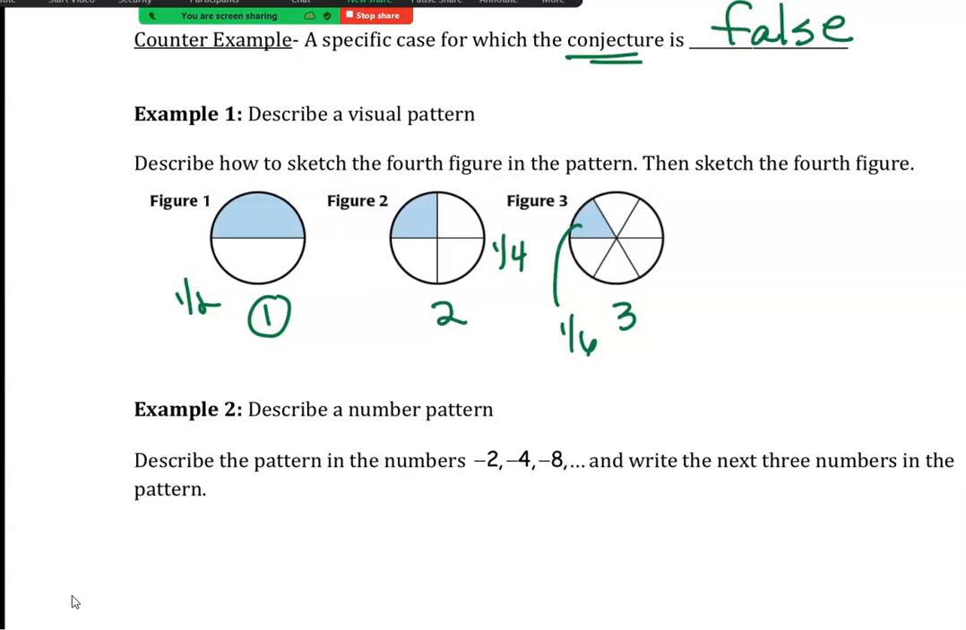So what's going to come next? Well, I think I could make a circle, and instead of having 3 lines, why don't I have 4 lines? There's 1, there's 2, there's 3, and there's 4. So if I had 4 lines and I colored in one little piece, that would be the next figure in the pattern. So I just observed a pattern. This would be inductive reasoning.